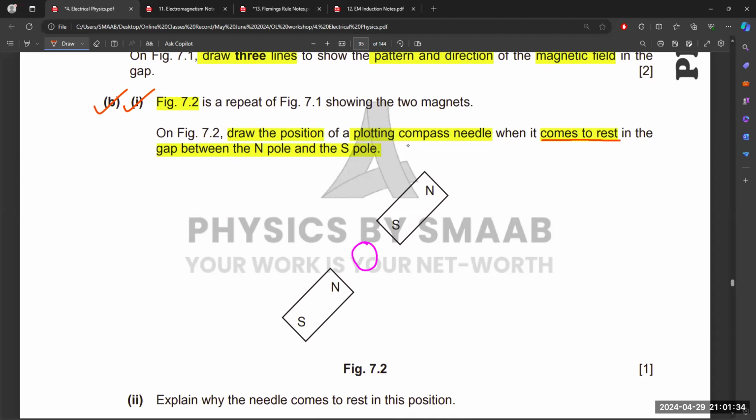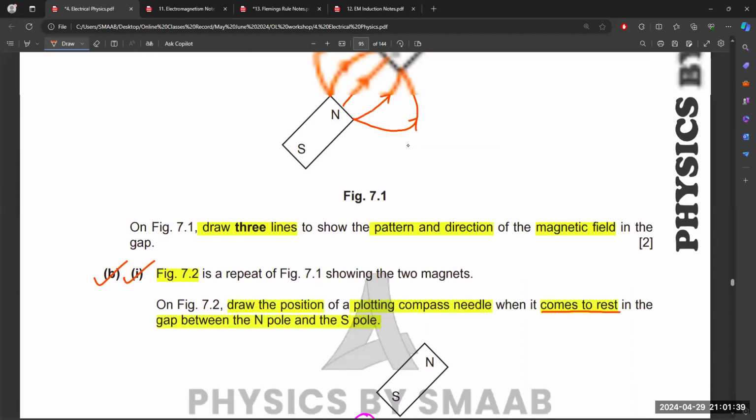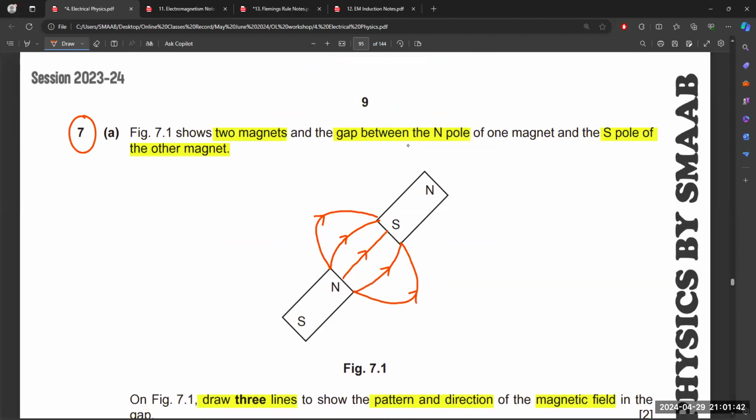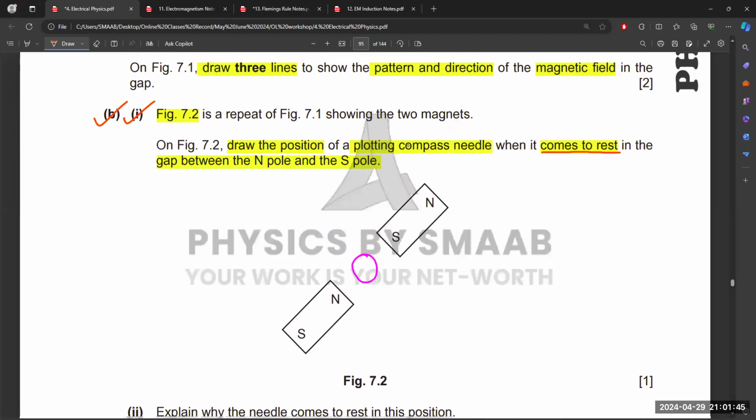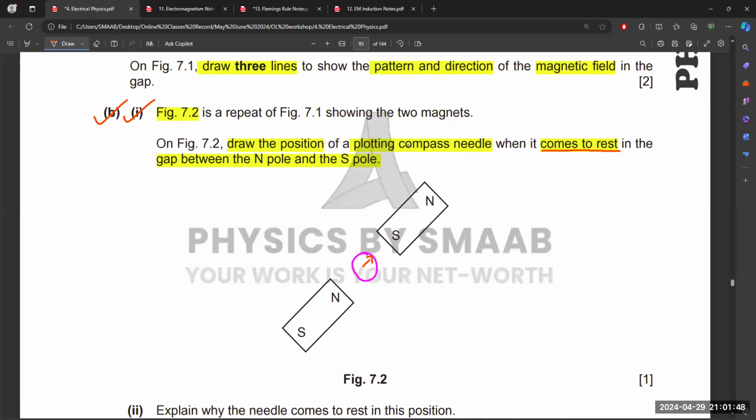we know that it will also represent the direction of the field from north to south. Previously we know the field is moving from north to south. So definitely the needle will point towards the south, because the field is moving from north to south. So the compass also moves with the direction of the field. Simple. We place this plotting compass in the middle because it is already mentioned in the question. Between north and south pole, we place a compass and it shows the direction towards the south pole.